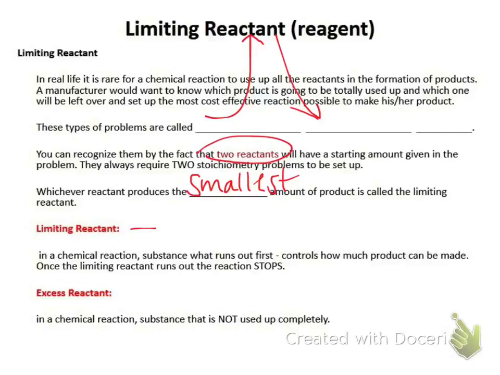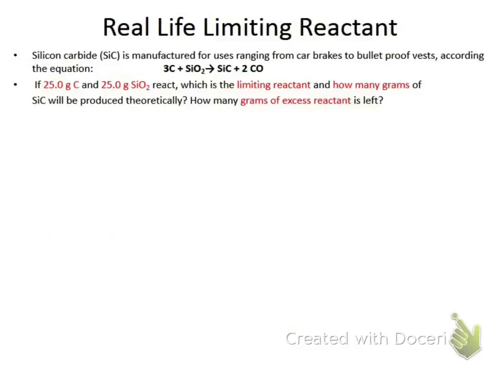It controls how much product can be made, because once you run out of it, the reaction stops. And the excess reactant is the substance that is not used up completely and it's left over. So probably you've noticed in a couple of problems we may have said something like excess sulfuric acid reacts with sodium chloride, how much product can you make? Well, now it won't say that. It'll give you information about both. So we're going to work two examples. By now you've probably practiced the stoichiometry and hopefully have it down, so now this will just be an extra step.